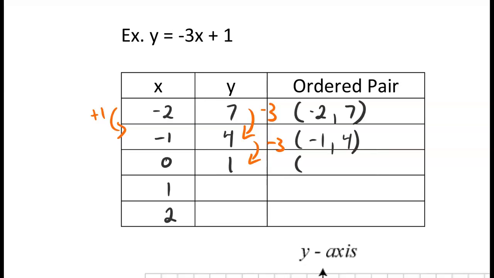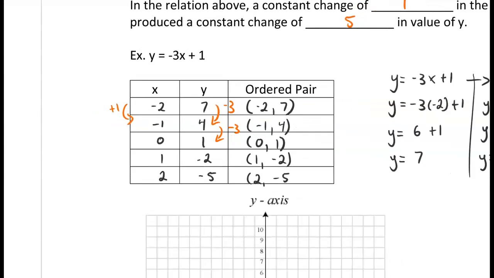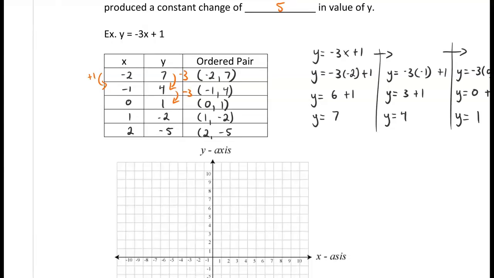So 0 and 1. Well, 1 subtract 3 is going to get me a value of negative 2. And negative 2 subtract 3 gets me a value of negative 5. So 1, negative 2, 2, and negative 5. That'll fill in our table here.